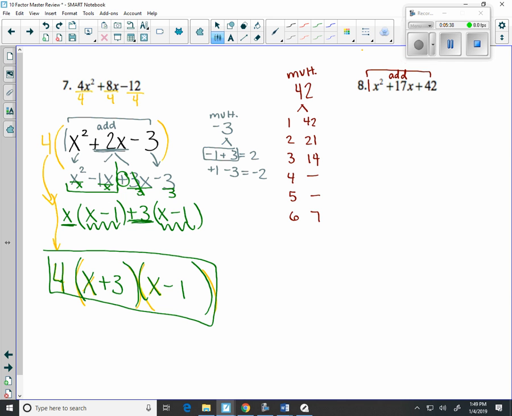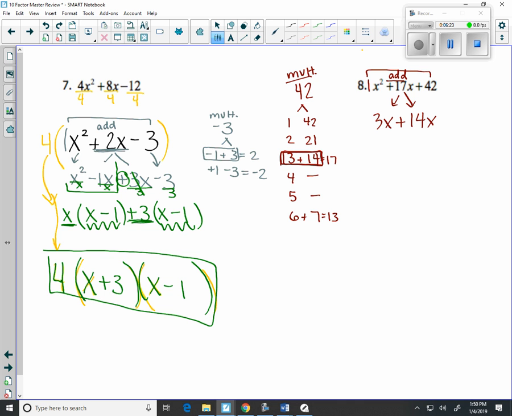So everything in my problem is positive. I want two numbers that multiply to 42 and add to 17. 6 plus 7 is 13, so that's pretty close. 3 plus 14 is 17. So there's my combination. Please go ahead and pause and see if you can finish out this problem. Same steps as the last one, and the one before, and the one before. And if you need help, go ahead and turn the video back on. Okay, so I'm changing 17x into 3x plus 14x.